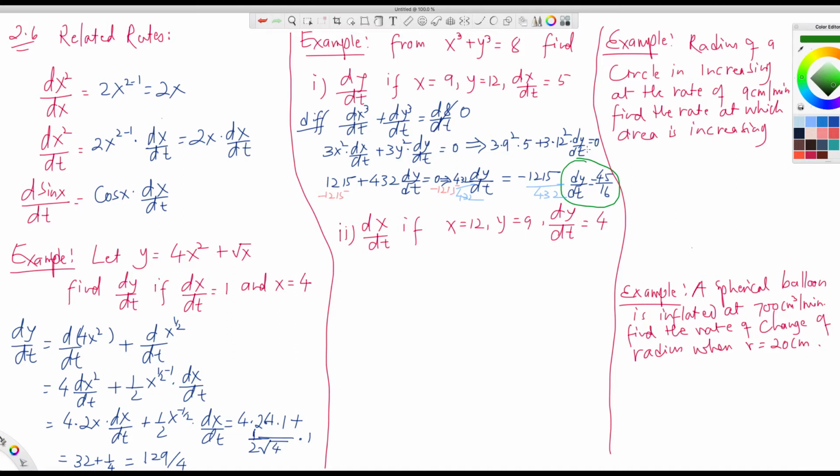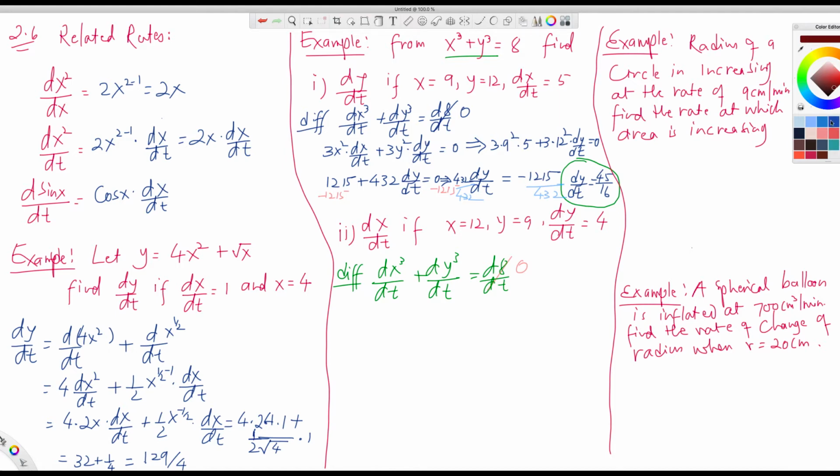All right. So similarly, you want to find dx over dt from this question. If x is 12 and y equals 9, dy over dt is given as 4. Let's do the same thing. So if you differentiate, what do you get? dx cubed over dt plus dy cubed over dt equals d8 over dt. Exactly the same thing, right? But this thing is basically 0, because the derivative of the constant is 0.